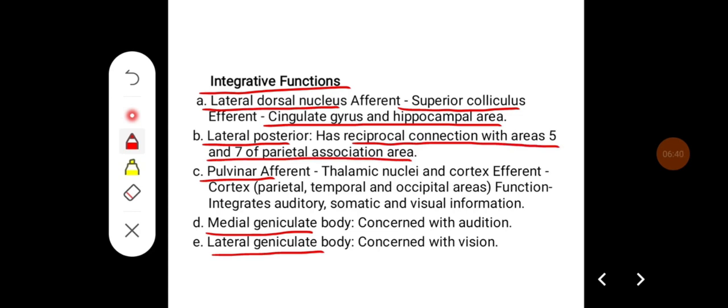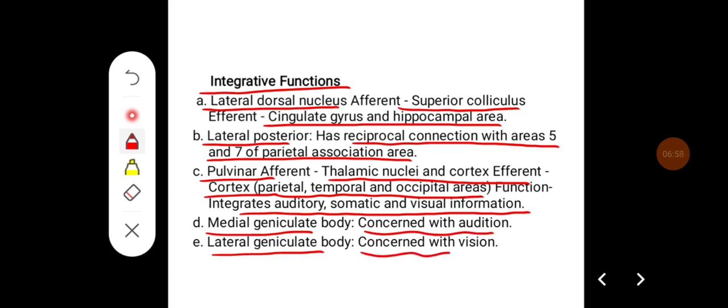afferents come mainly from the thalamic nuclei and cortex. Efferents go to the cortex, especially the parietal, temporal, and occipital areas. Its important function is that it integrates auditory, somatic, and visual information. The medial geniculate body is concerned with audition, and the lateral geniculate body is concerned with vision.